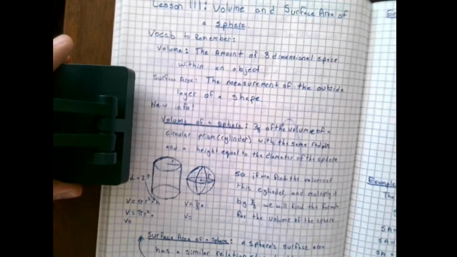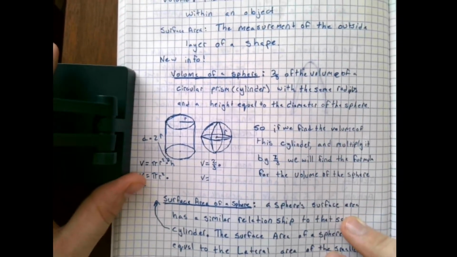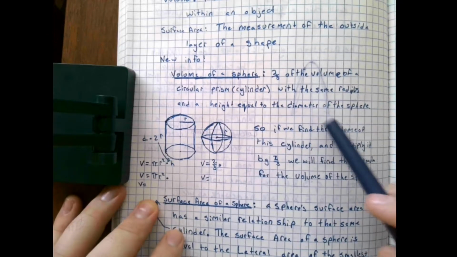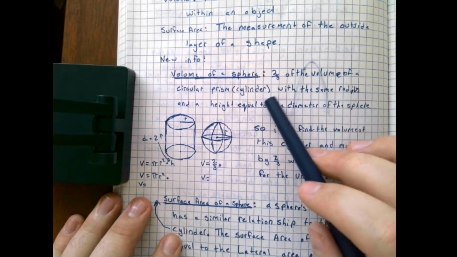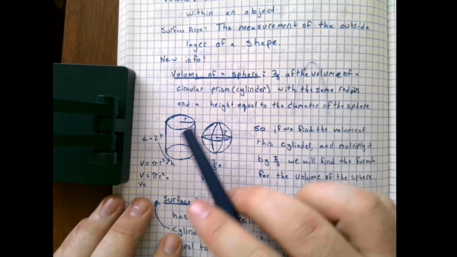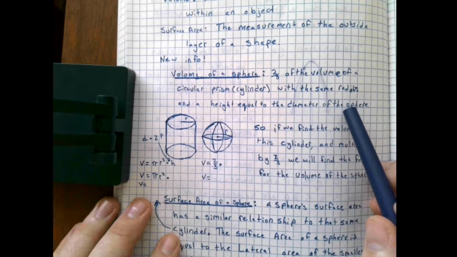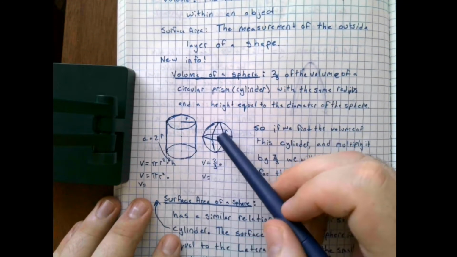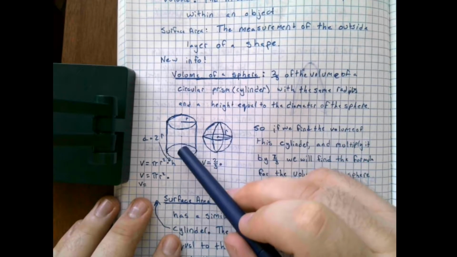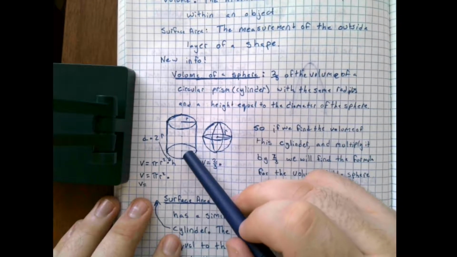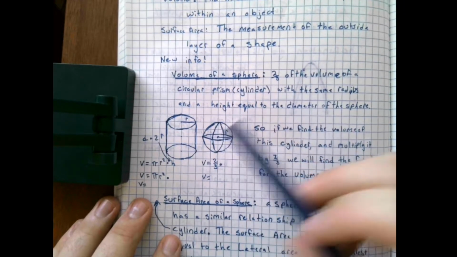Now that we've gone over that vocabulary, we're going to jump into our new info. Our first thing that we're going to be talking about today is the volume of a sphere. The volume of a sphere is 2/3 of the volume of a cylinder with the same radius and a height equal to the diameter of the sphere. That's a fancy way of saying a cylinder that's as tall as the sphere is and as wide as the sphere is. This would be the smallest cylinder that could hold this sphere. If it was any smaller, the sphere would stick out.